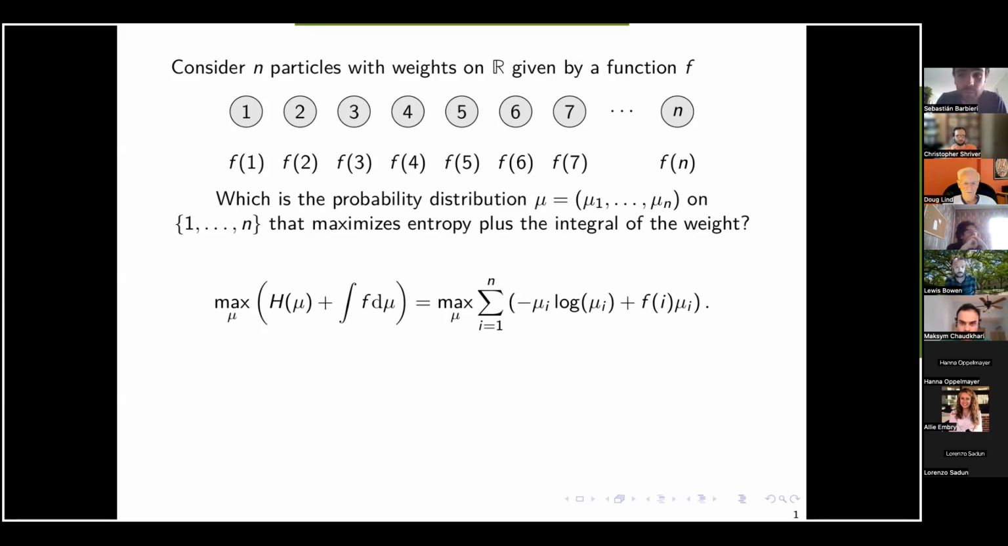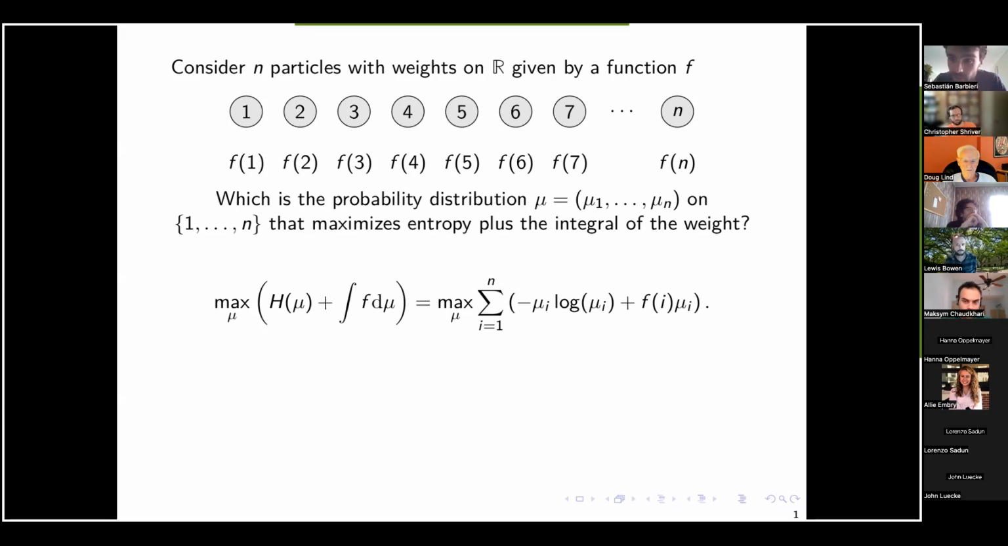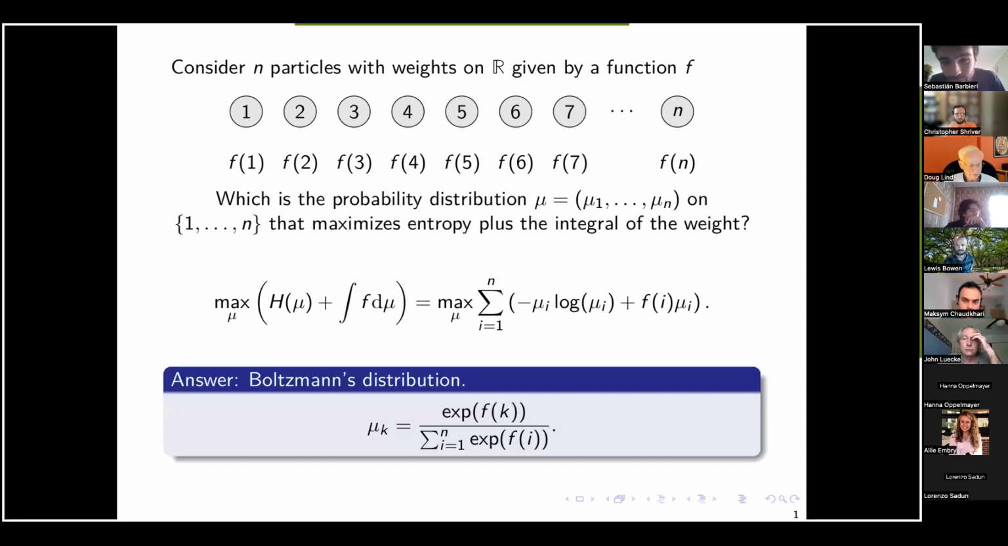So what I want to do is essentially find the probability distribution, which is as random as possible. So that's why I'm plugging the entropy there. But I also want to give more probability to things that have more weight. So I want to balance these two things together. So what I want to do is to find the probability distribution that maximizes entropy plus the integral of the weight. That has an explicit expression. And if you're doing a calculus course, you can solve these using Lagrange multipliers and find out that the answer is Boltzmann's distribution. So the answer is that the probability of each ball is just proportional to the exponential of the weight. Okay, that's something really well known.